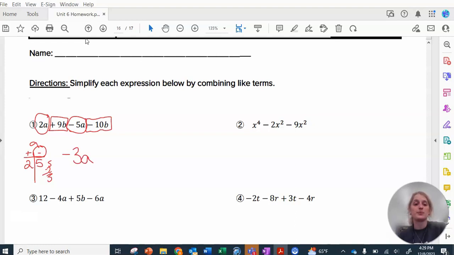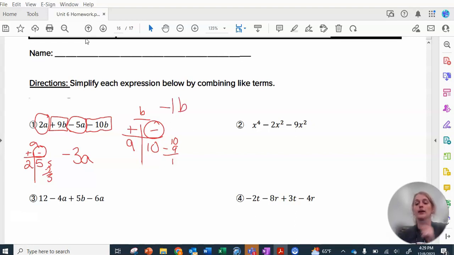And then we have our B's. We have positives and negatives. Positive 9B, negative 10B. This one is also a negative. 10 minus 9 is 1. This one is a little bit different, though, because I'm not actually going to write 1B or negative 1B, because when my coefficient is 1, I don't actually have to write the number. Because if I just say minus B, you know that means take away one of them. And then I'm going to circle or box my answer right there.